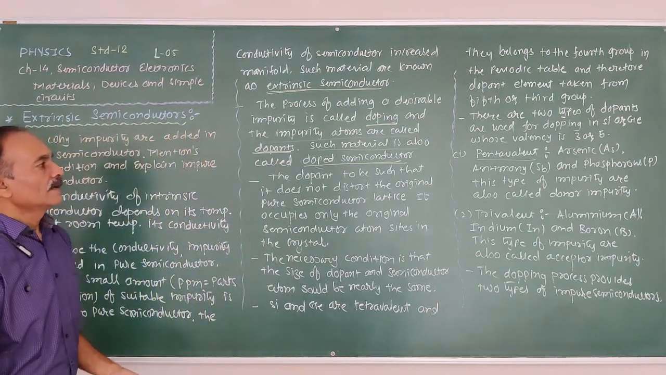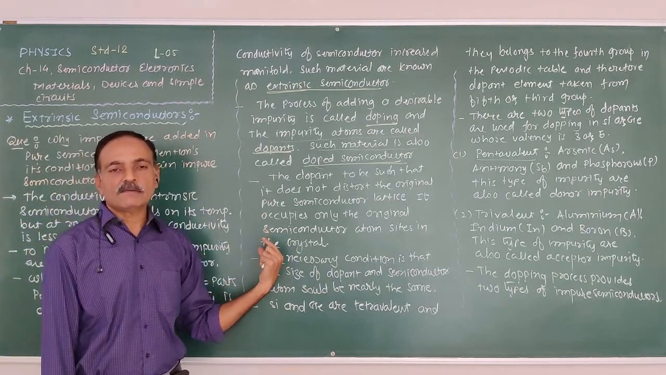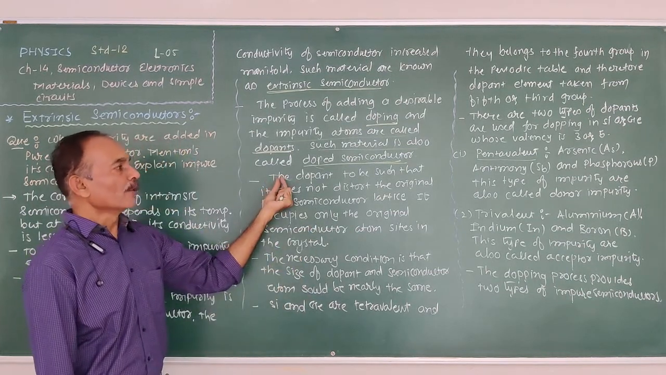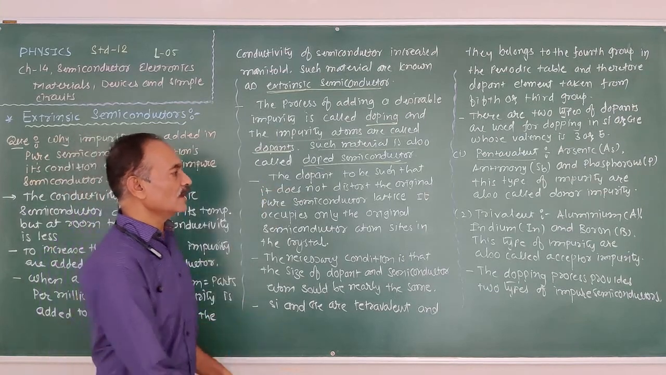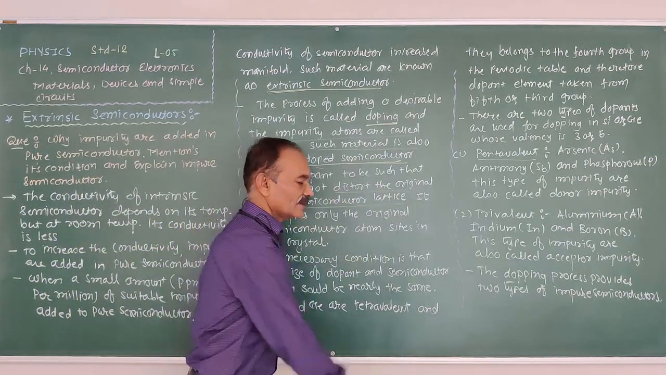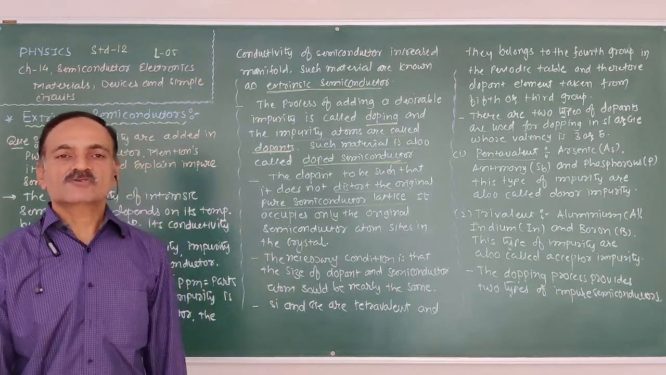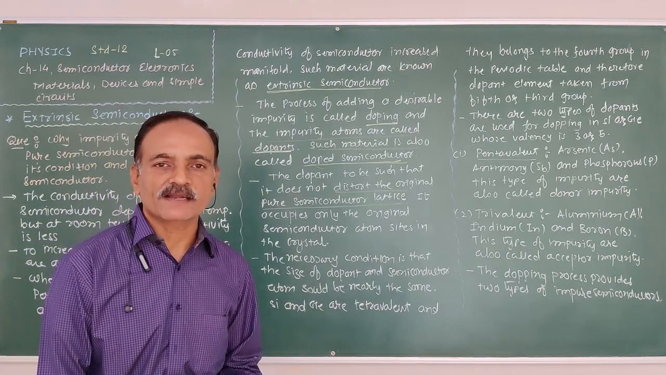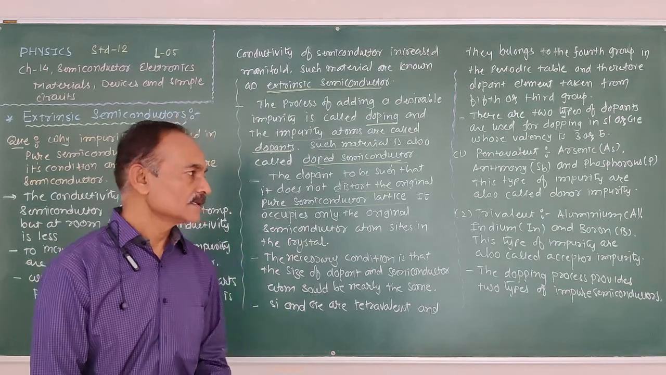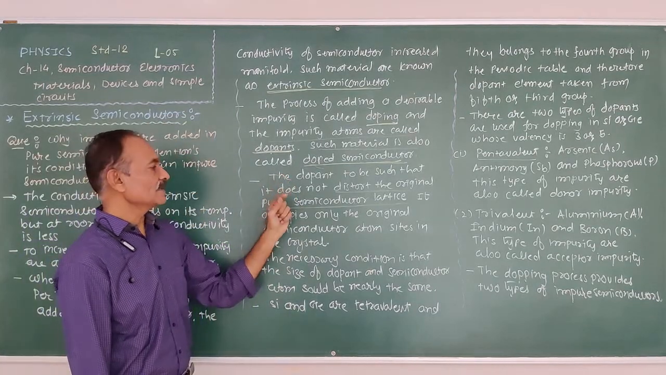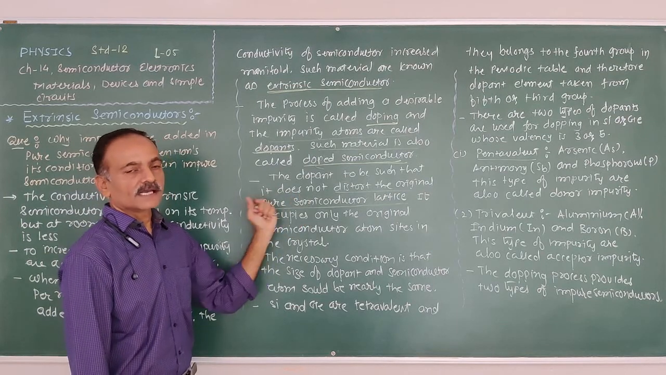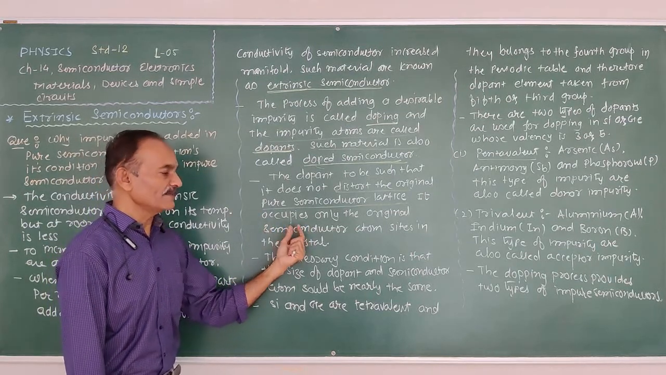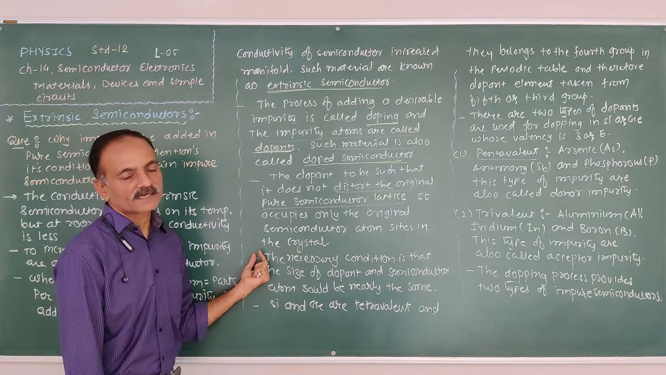Okay. Now, what are the conditions, or which type of dopants or impurity atoms are added? First, the condition is that the dopant must be such that it does not distort the original pure semiconductor lattice. So after adding the impurity atom to the pure semiconductor, the lattice structure does not change. It occupies only the original semiconductor atom site in the crystal.